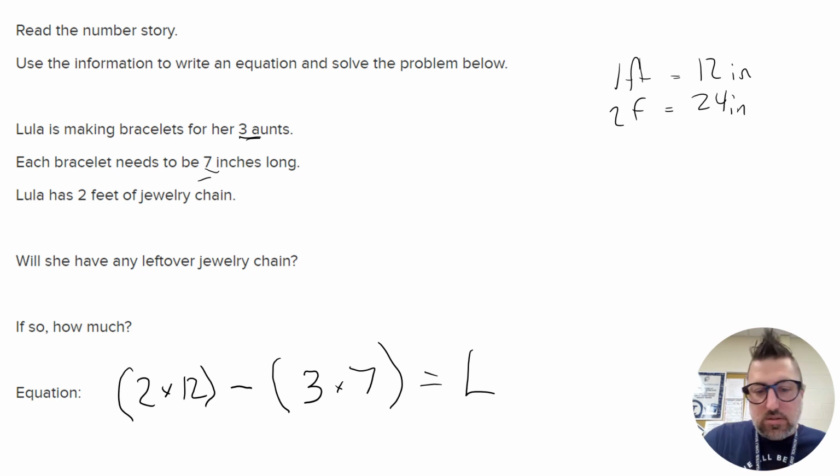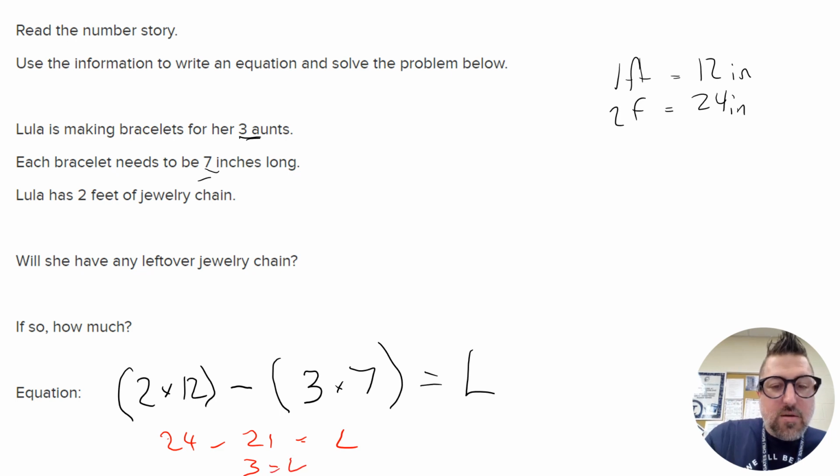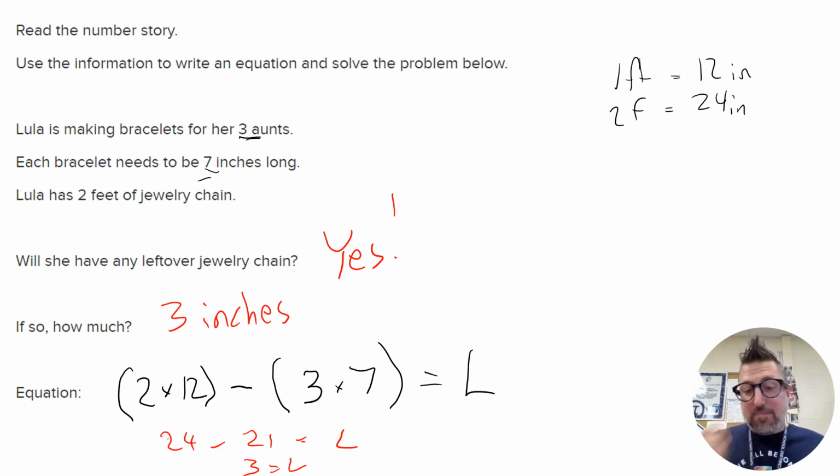All right, let's solve. If I go through and I do this first part, 2 times 12 is 24. I'm going to do the second part inside the parentheses first. 3 times 7 is 21. I get L. 24 minus 21 is 3. My final answer is, will she have any leftover jewelry chain? Yes. How much? 3 inches. There we go.